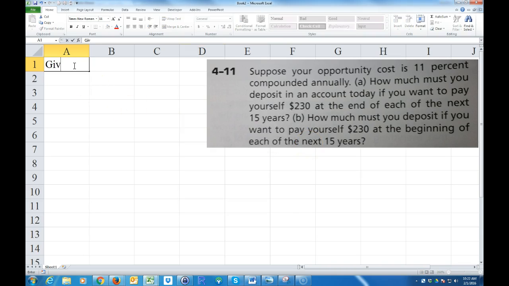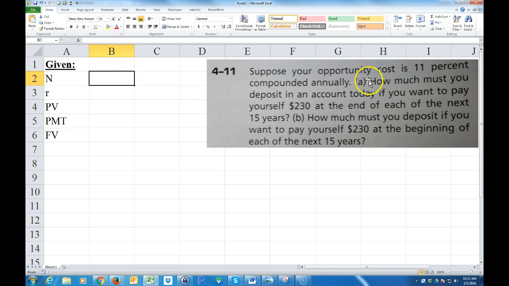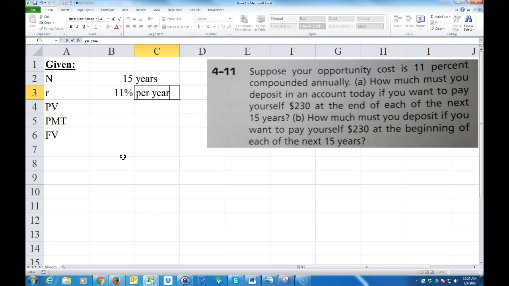So let's just go ahead and type it in here. Given we have N, our present value, payment, future value. Okay, so those are the things we want to address. We know N is 15, so we can say 15, and we're going to type years in a separate cell. R is 11%. Make sure you type the percent per year.